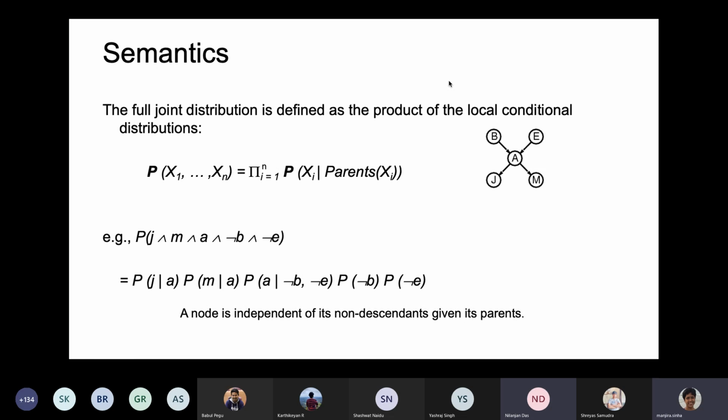So clear till this point? Yes, ma'am. So what will be the actual value of this? Let us calculate. Can you write down this equation?